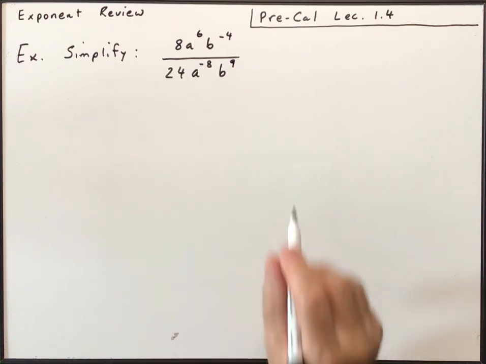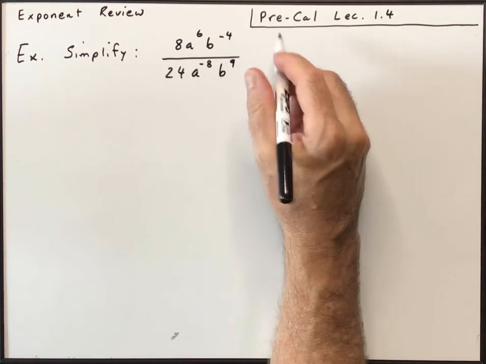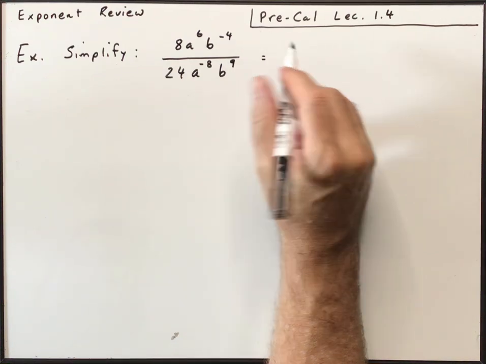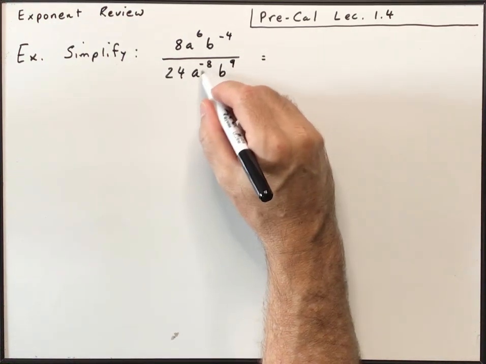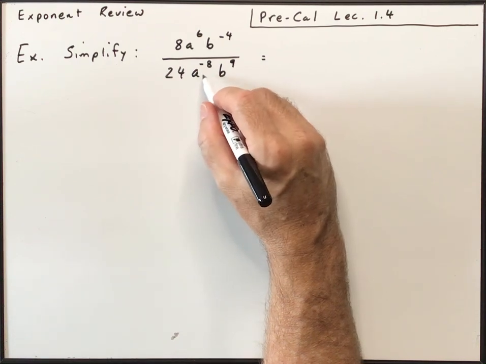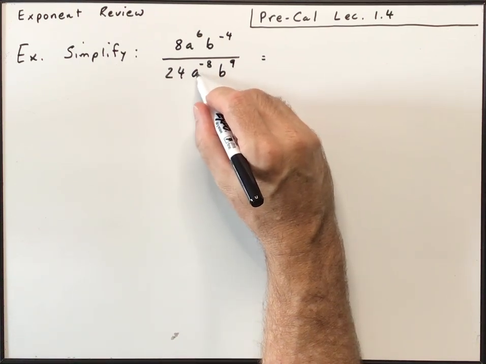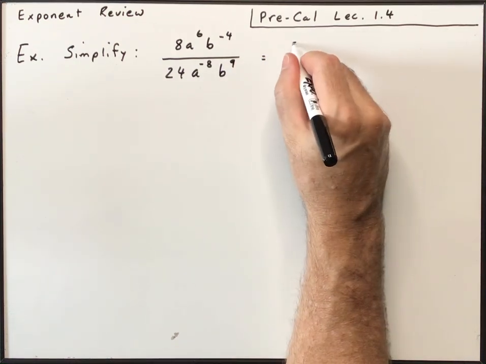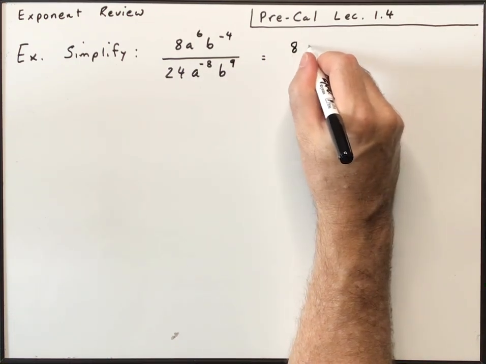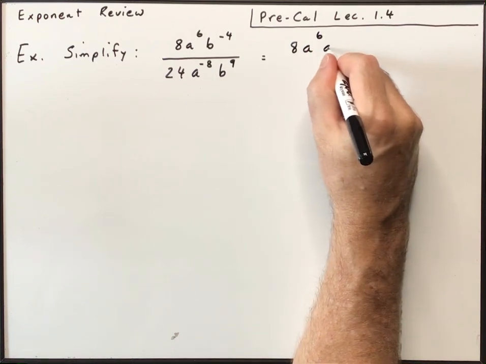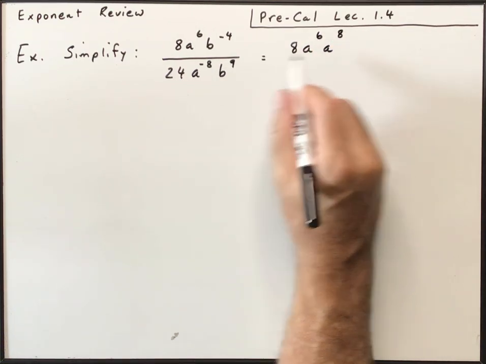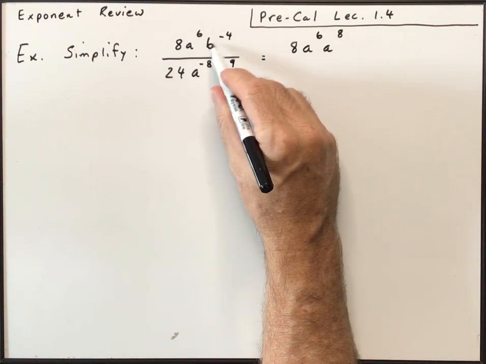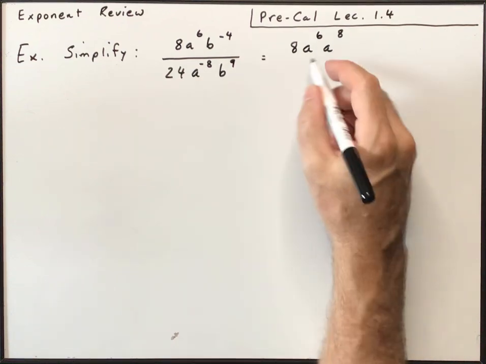Okay, so what I'm going to do is rewrite this. I want all the exponents to be positive, so I'm going to move this a to the negative 8 up top and change the sign. So that would be 8 a to the 6th times a to the 8th, because I want my final answer to only have positive exponents. And then I'm going to move this b to the negative 4th to the bottom.